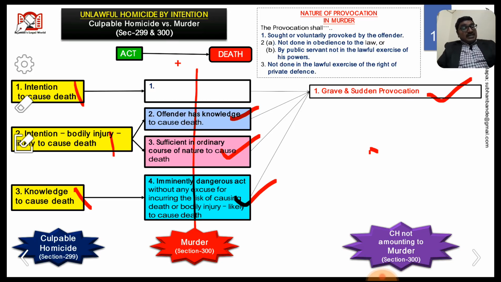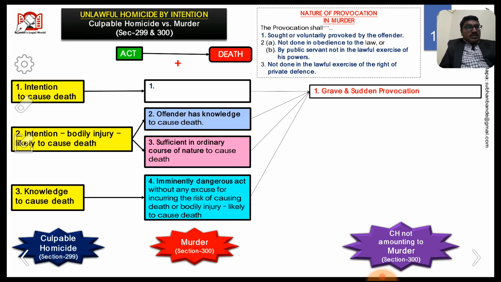There are three exceptions to the first exception specified under the second part of section 300. Thus, the grave and sudden provocation shall not be voluntarily provoked by the offender. If the grave and sudden provocation was voluntarily provoked by the offender, then it becomes culpable homicide amounting to murder.